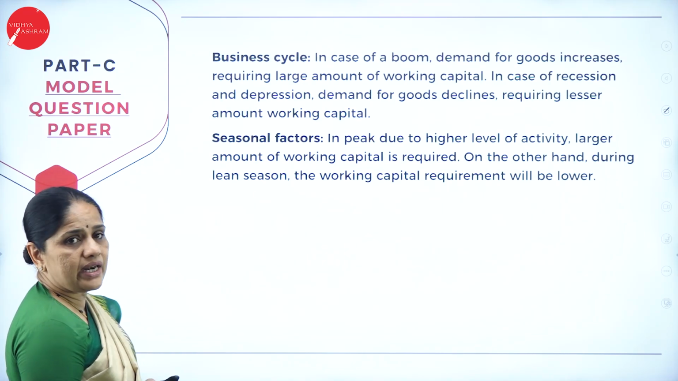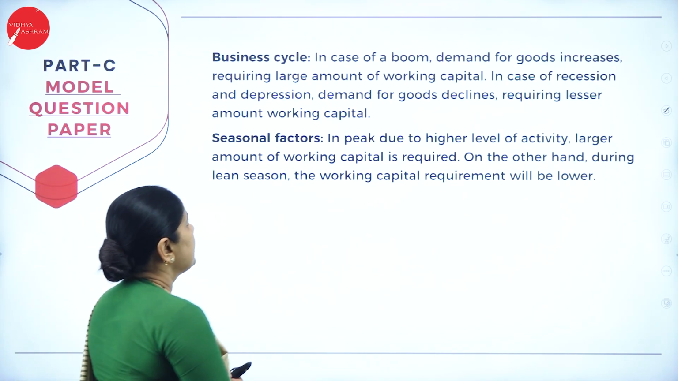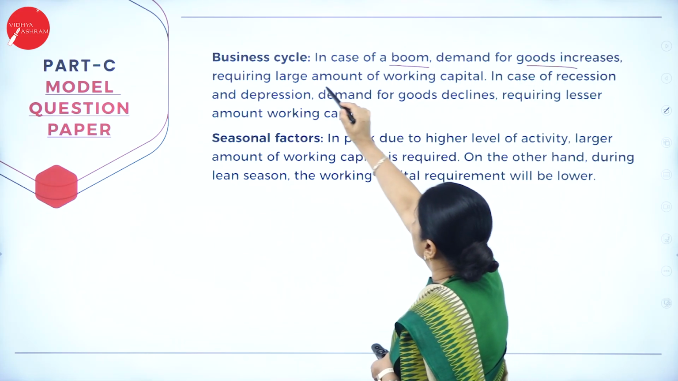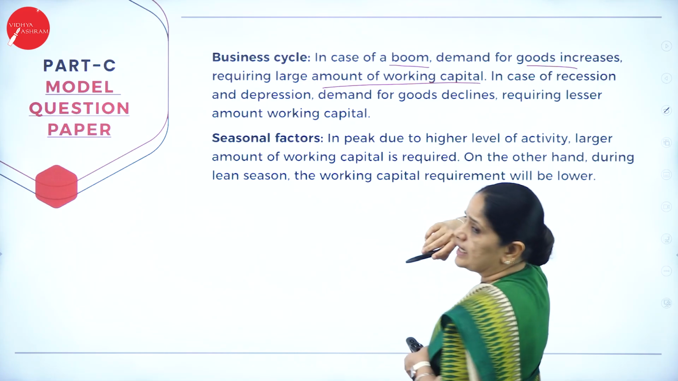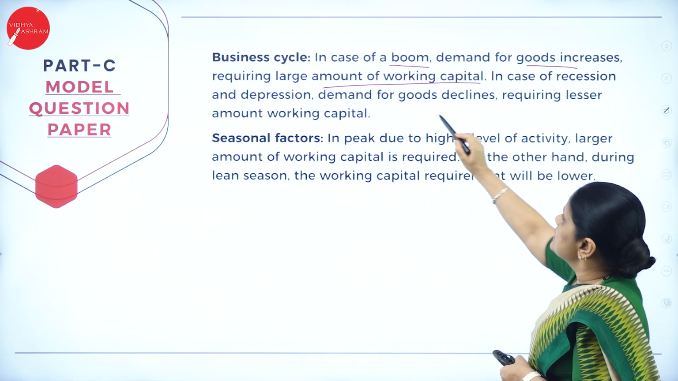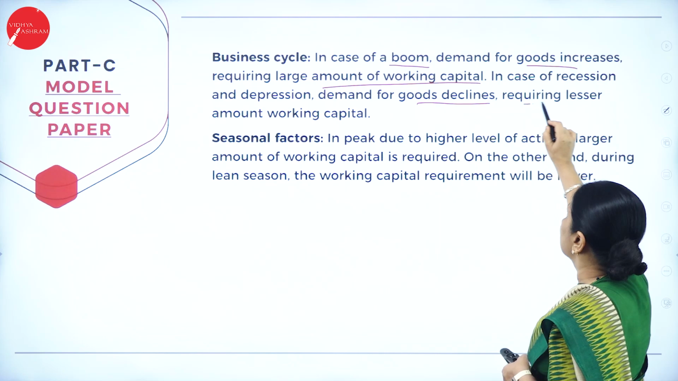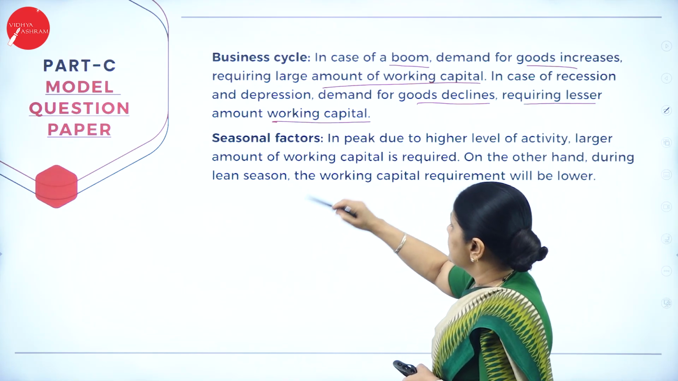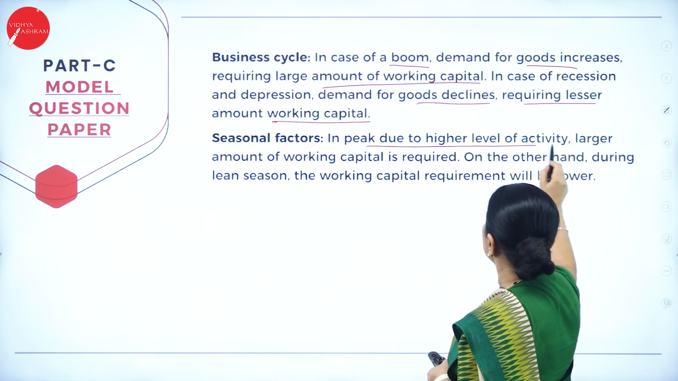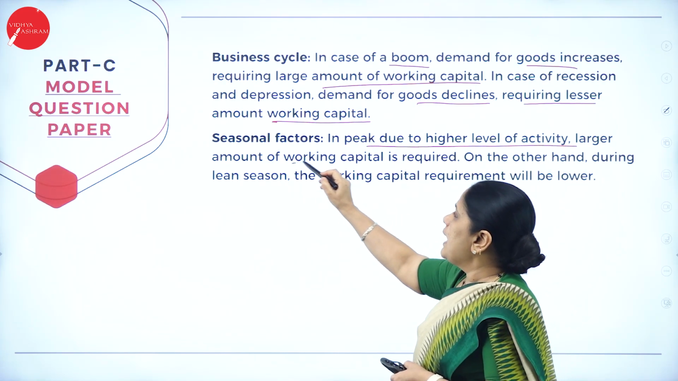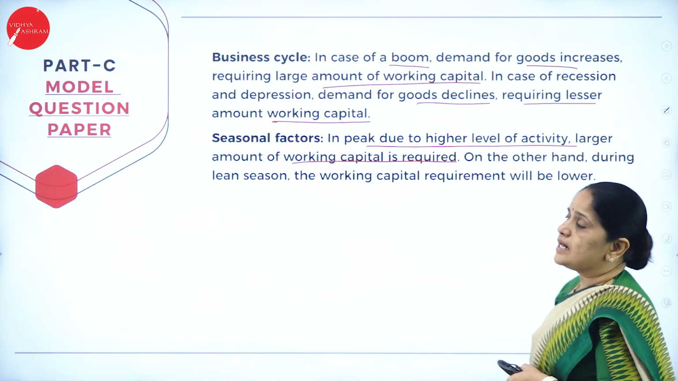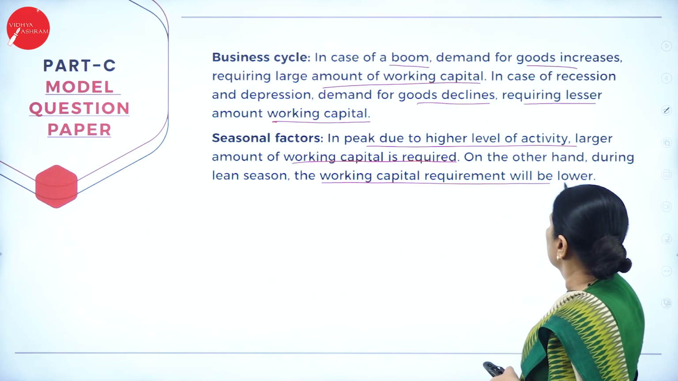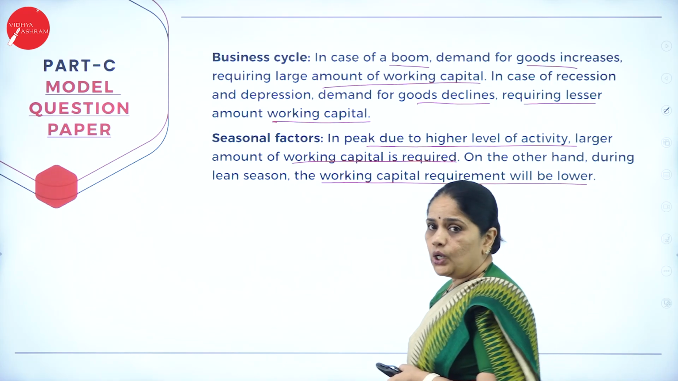Then next one is the business cycle. In case of boom, demand for goods increases, requiring a large amount of working capital. In case of recession, demand for goods declines, requiring a lesser amount of working capital. Seasonal factors. In peak season, due to the higher level of activity, a larger amount of working capital is required. On the other hand, during the lean season, the working capital requirement will be lower.